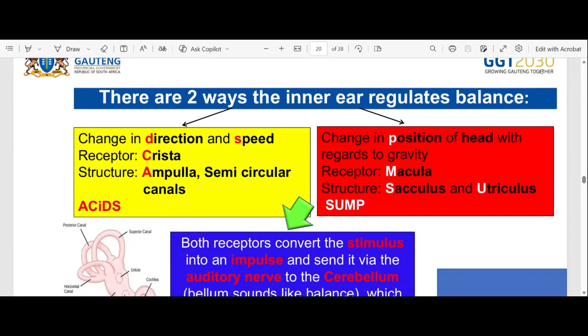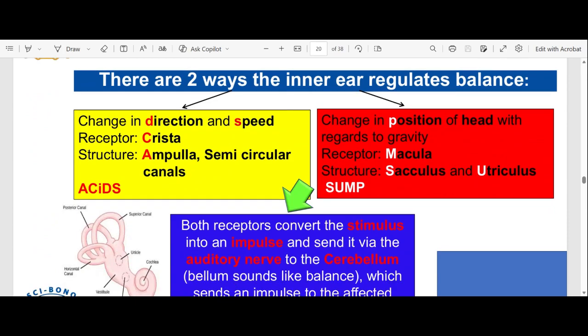Okay, there are two ways in which the inner ear regulates balance, right? I would like to introduce you to acronyms, your SIDS and SAMS. So let's look at the first way. When the direction and speed of your head changes, right, that stimulates a receptor at the base of your semicircular canal, right?